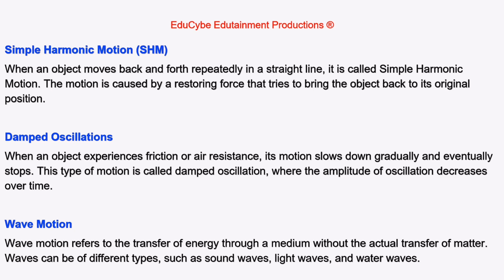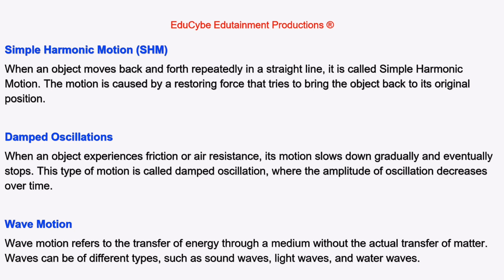Simple harmonic motion, SHM. When an object moves back and forth repeatedly in a straight line, it is called simple harmonic motion. The motion is caused by a restoring force that tries to bring the object back to its original position. Damped oscillations. When an object experiences friction or air resistance, its motion slows down gradually and eventually stops. This type of motion is called damped oscillation, where the amplitude of oscillation decreases over time.